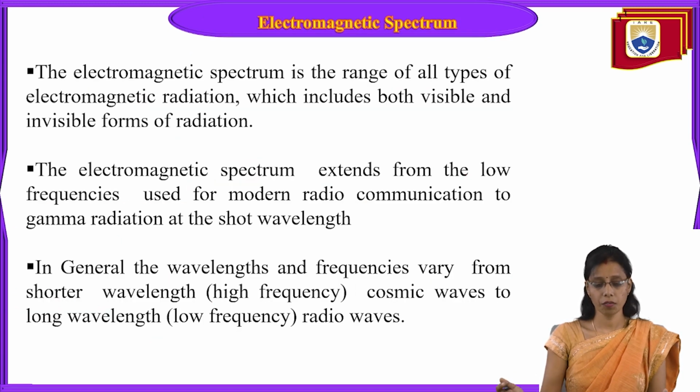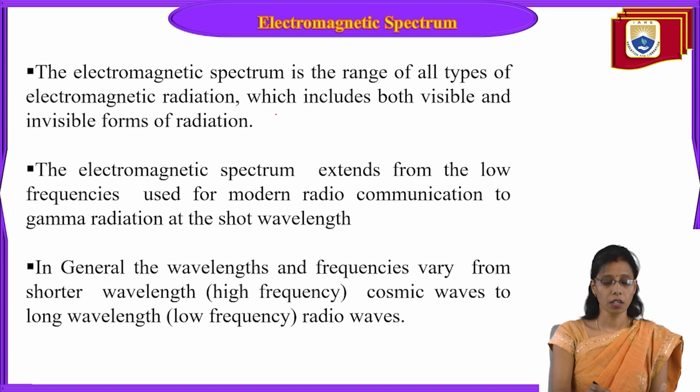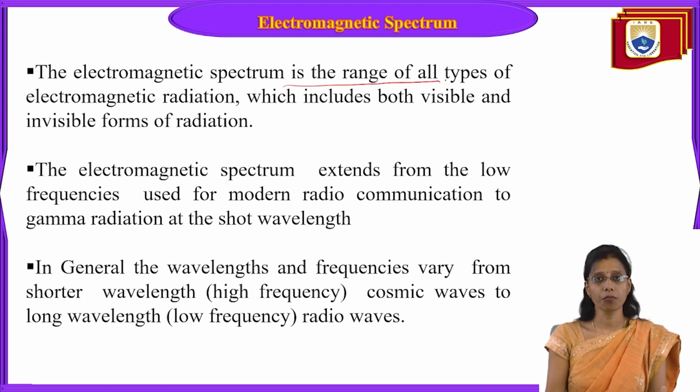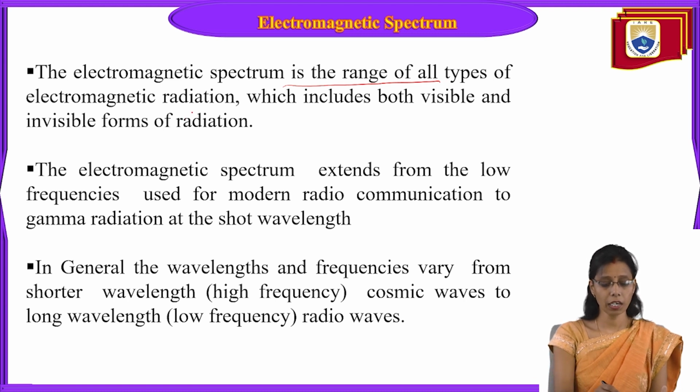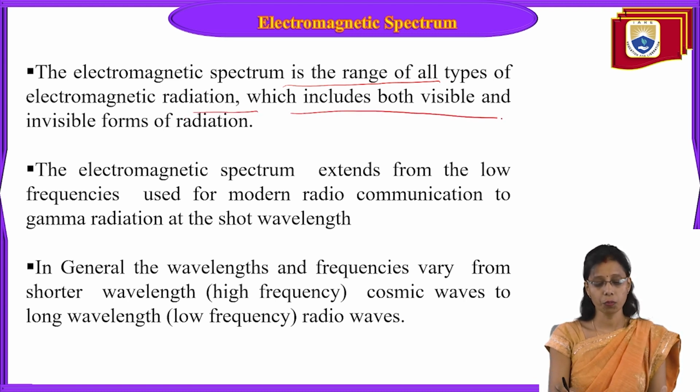So next, what we have to understand is the electromagnetic spectrum. Now you know about electromagnetic energy, that is the sun's radiation, which has electric and magnetic fields. It propagates through space, from low frequency to high frequency and from short wavelength to long wavelength. It extends through the regions. Now what is the electromagnetic spectrum? The electromagnetic spectrum is a range of all types of electromagnetic radiation, which includes both visible and invisible forms of radiation.